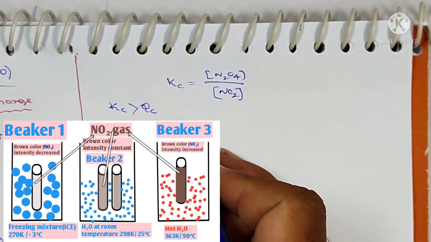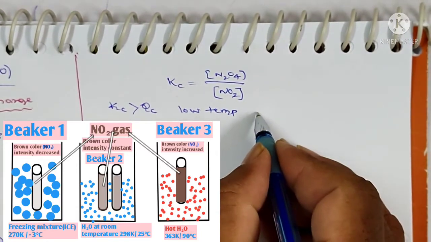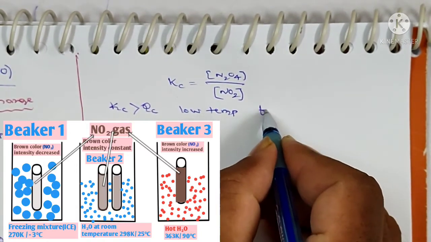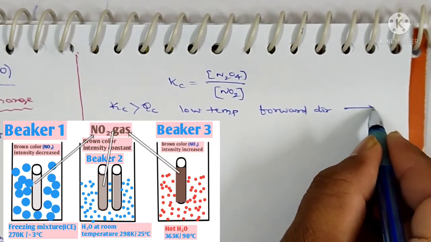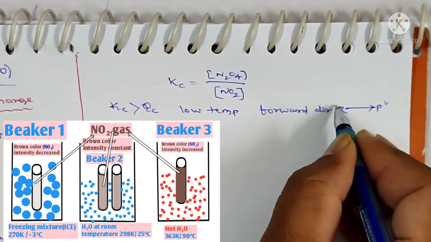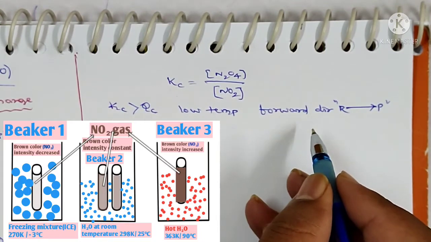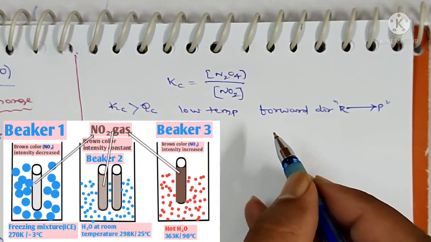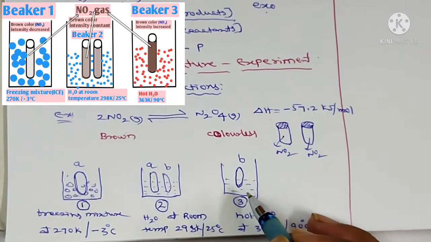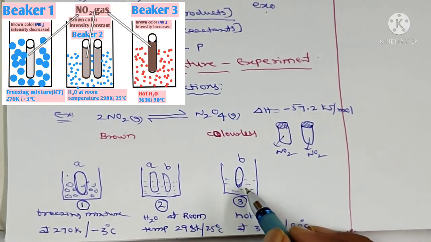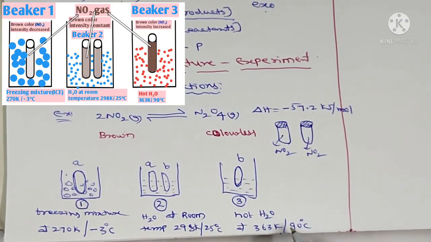Consequently, at low temperature, forward direction is favored. Forward means reactants to products. So in beaker 1, the forward direction is favored because beaker 1 is at low temperature. And after some time the intensity of brown color increases in beaker 3. So beaker 3 is at high temperature, 90 degree centigrade.